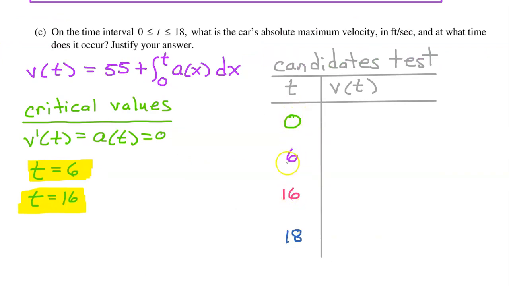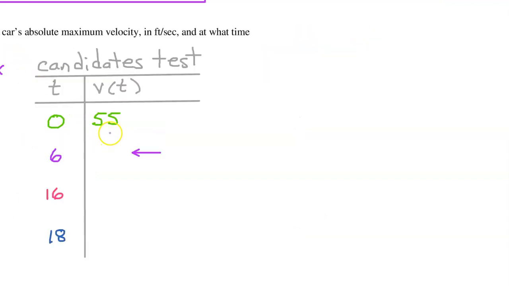Our candidates for the possible times of the absolute maximum velocity will include not only the two critical values that we found, but also the endpoints, 0 and 18. Let's find the velocity at each one of these times and see which one gives the absolute maximum velocity. We are given that the velocity at t equals 0 is 55. So what about the velocity at t equals 6?